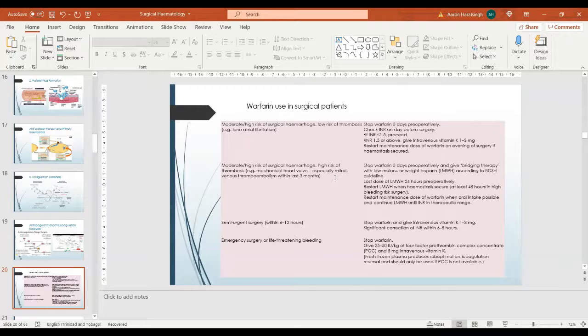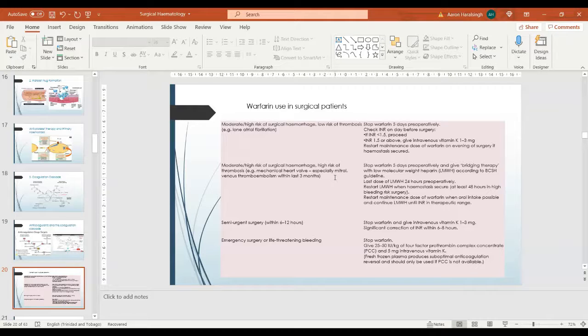For patients who require semi-urgent surgery, that is surgery to be done within 6 to 12 hours, the recommendation is that you stop warfarin, give IV vitamin K, and correct the INR over a period of 6 to 8 hours, and then proceed to surgery.